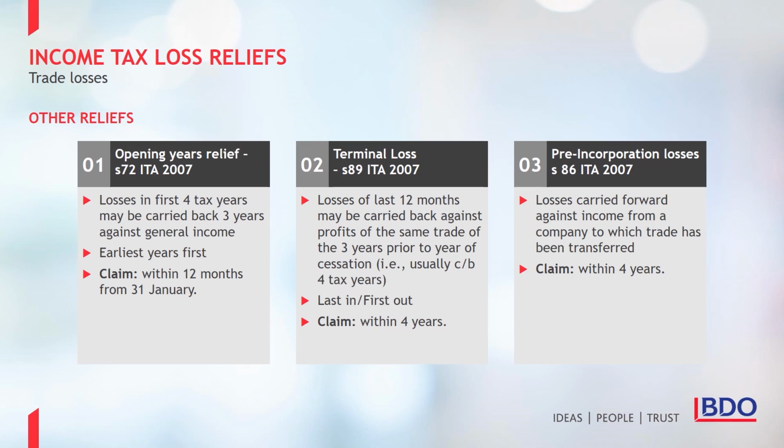The time limit for a claim is 12 months from the filing date of the tax return for the year in which the loss arises. Relief under Section 89 of the Income Tax Act 2007, also known as terminal loss relief, applies on cessation of the business and is more restrictive in that relief is only available to offset against trading income of the 3 previous years, on a last in, first out basis in this case.